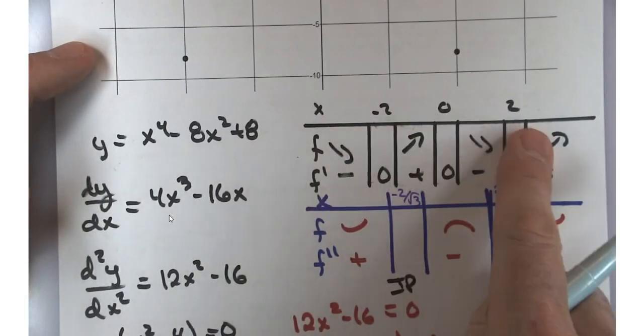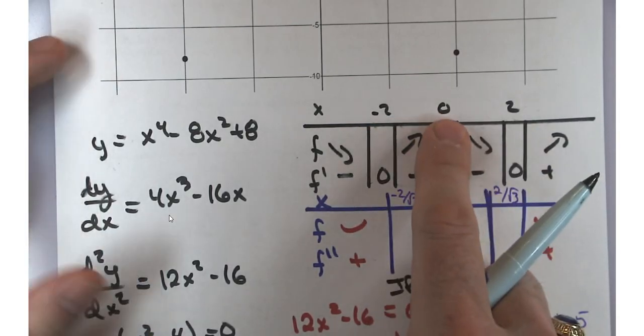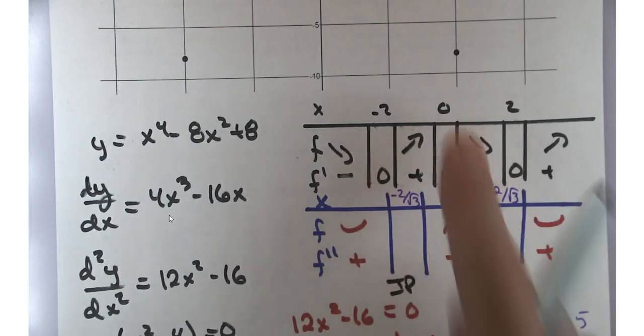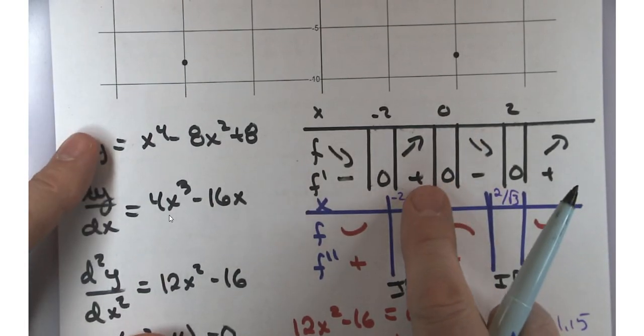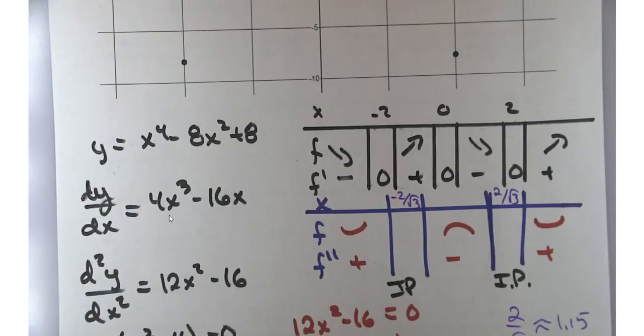These are going to be absolute mins, and this one's going to be a relative max. So the function goes from increasing to decreasing. That point's going to be a max. So it's a matter of playing connect the dots.